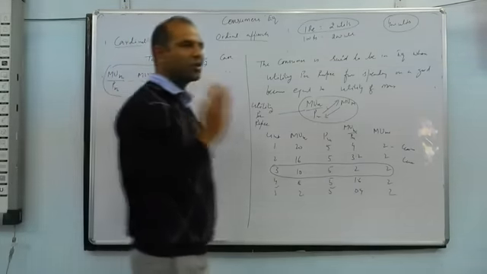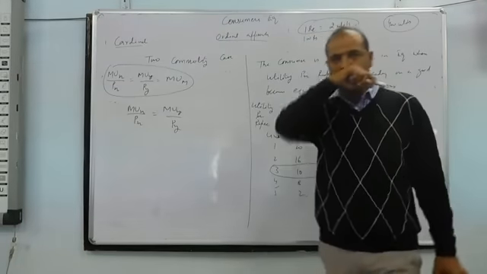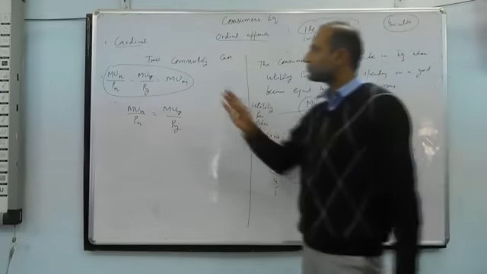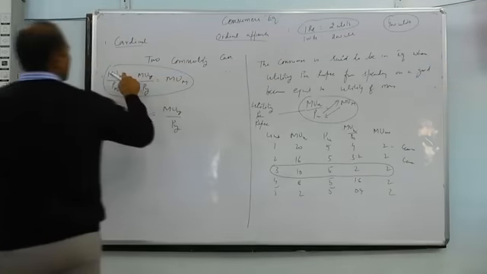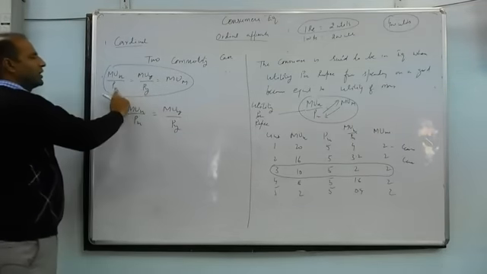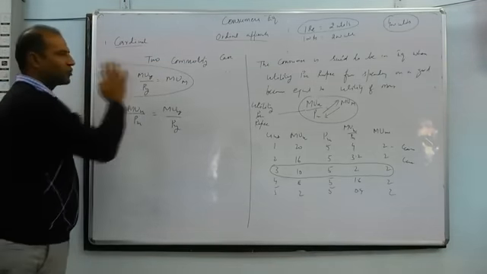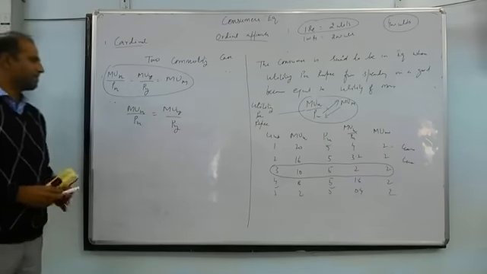So what is the definition of consumer's equilibrium in two commodity case? When the ratio of marginal utilities of both the goods to their respective prices becomes equal to utility of money.